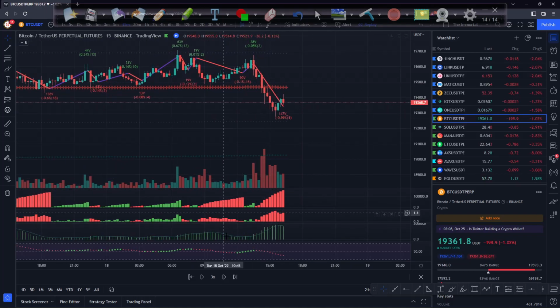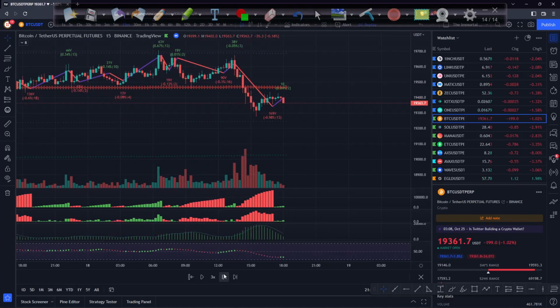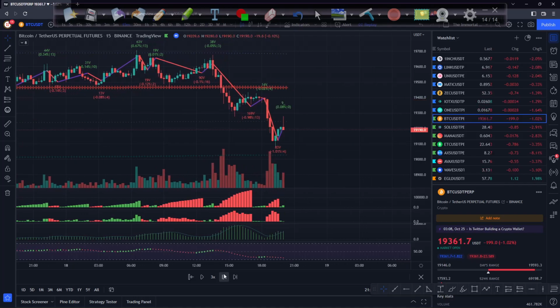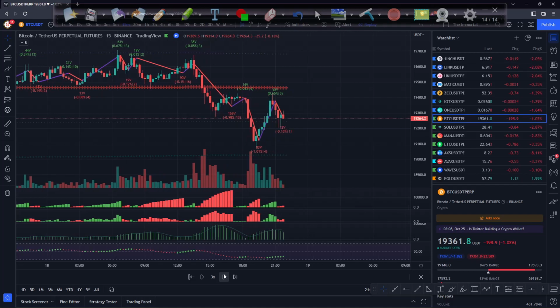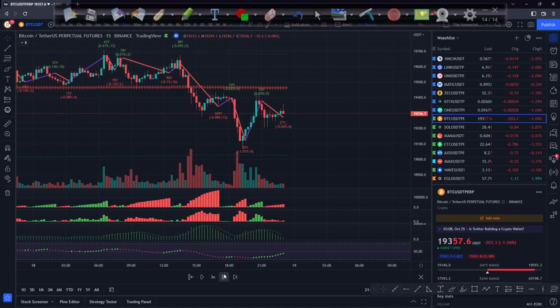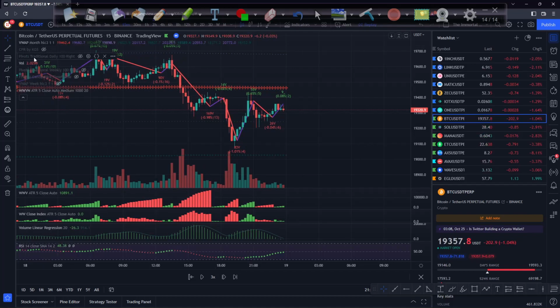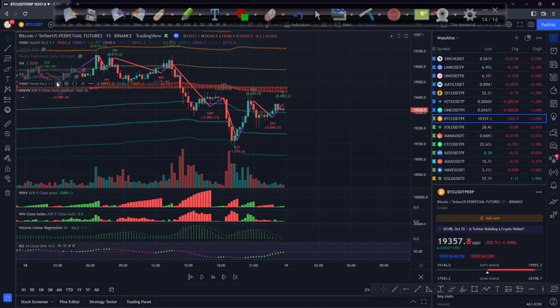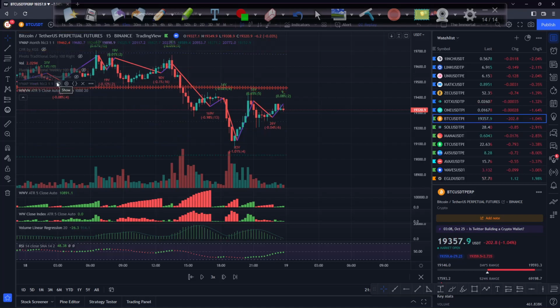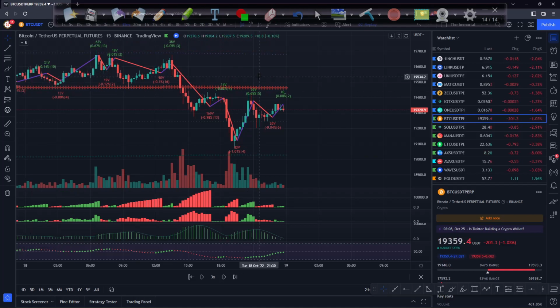Now what about here? Same story. What are the pivot points saying? And what's the weekly? We were in that area. All right, so let's move on.